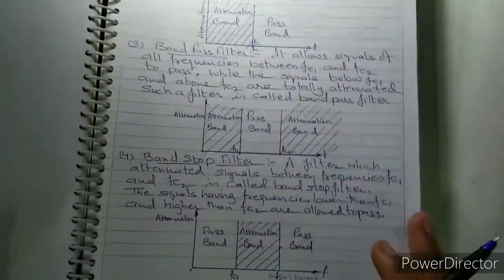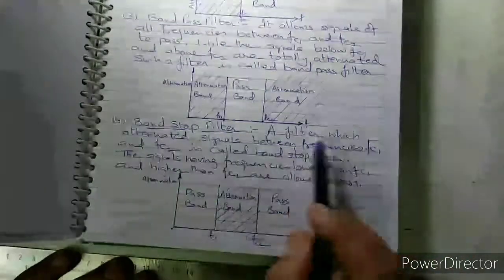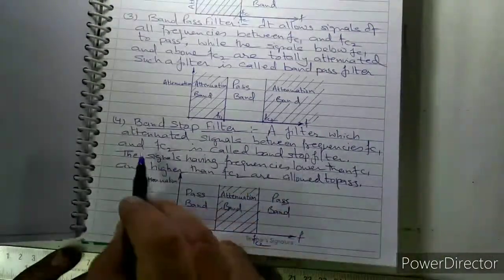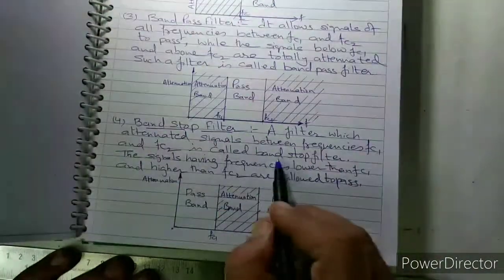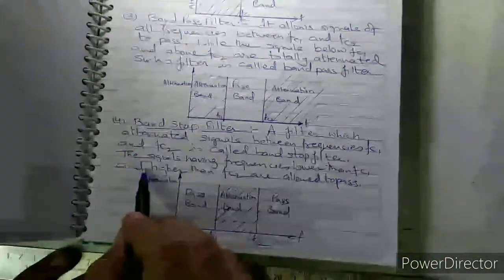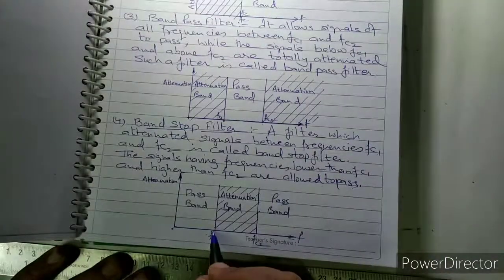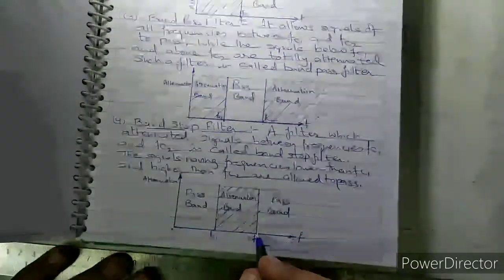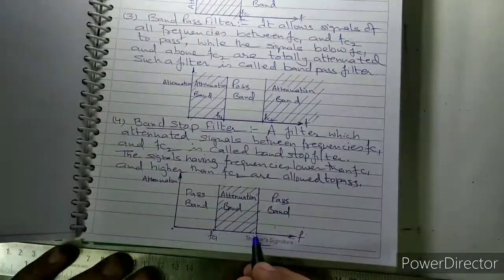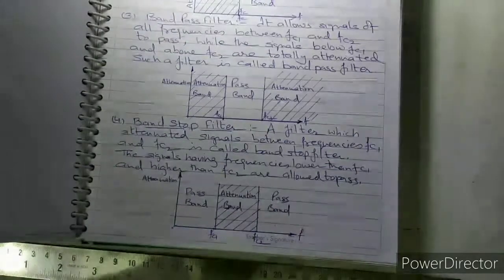Next is band stop filter. A filter which attenuates the signal between frequency FC1 and FC2 is called band stop filter. The signals having frequency lower than FC1 and higher than FC2 are allowed to pass. So the frequencies below FC1 and frequencies above FC2 are passed, whereas from FC1 to FC2 is the attenuation band. So this is called band stop filter.